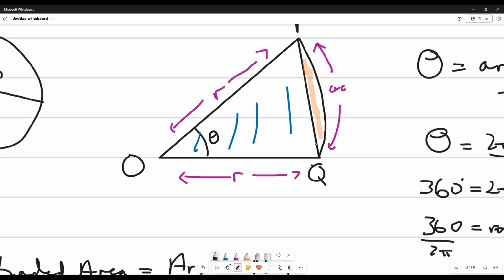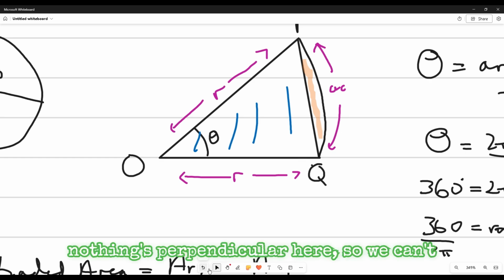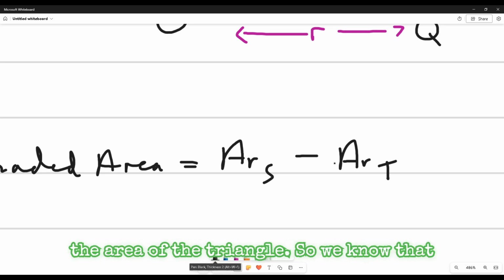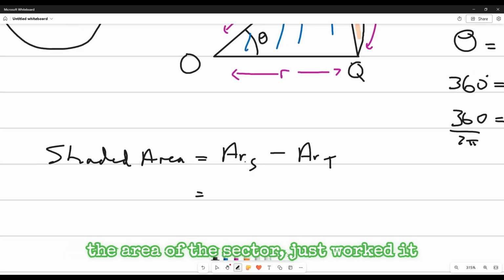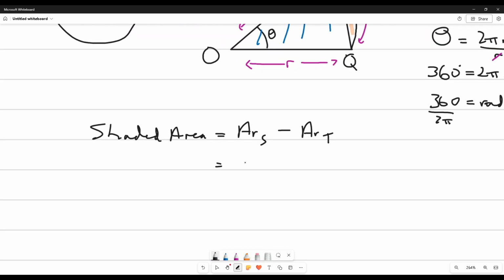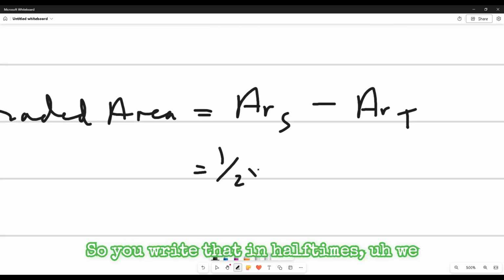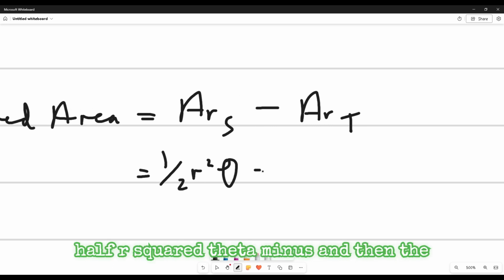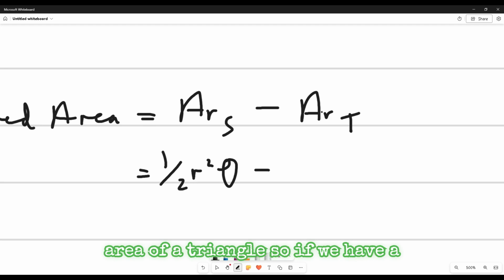And then nothing's perpendicular here. So we can't just do half times base times height for the area of the triangle. So we know that the area of the sector, just worked it out, is half times r squared times theta. So if you write that in, half r squared theta minus, and then the area of a triangle.